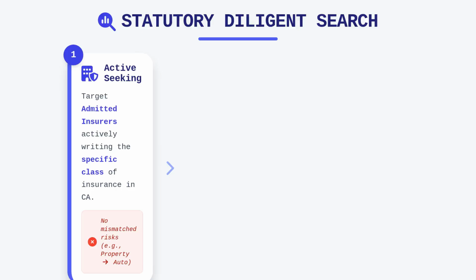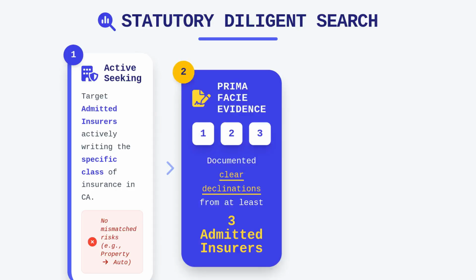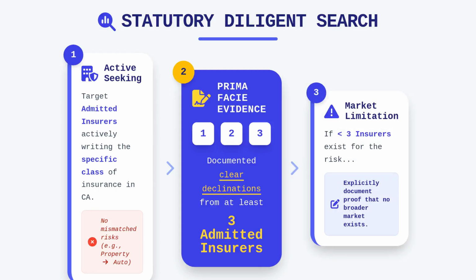The code establishes a clear benchmark for what creates prima facie evidence, meaning evidence sufficient to establish a fact unless disproved, that a diligent search occurred. This benchmark is reached when a producer documents clear declinations from at least 3 admitted insurers that actively write that particular type of coverage. If fewer than 3 admitted insurers actually write the risk in California, the producer must explicitly document how they determined that a broader market does not exist.